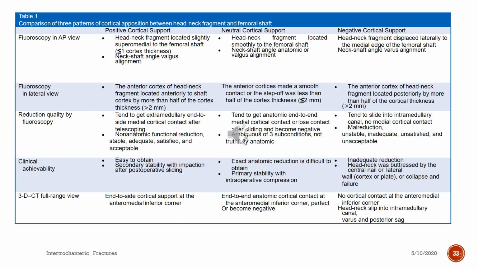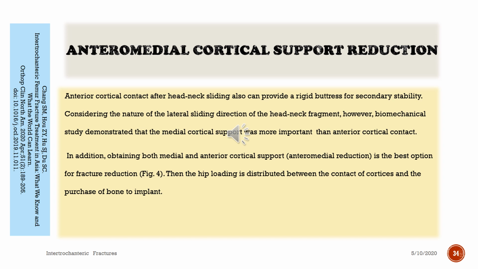Anterior cortical contact after head-neck sliding can also provide a rigid buttress for secondary stability. Considering the nature of the lateral sliding direction of the head-neck fragment, however, biomechanical studies demonstrate that the medial cortical support is more important than the anterior cortical support. In addition, obtaining both medial and anterior cortical support, I mean anteromedial reduction, is the best option for fracture reduction. Then the hip loading is distributed between the contact of the cortices and the purchase of bone to implant.